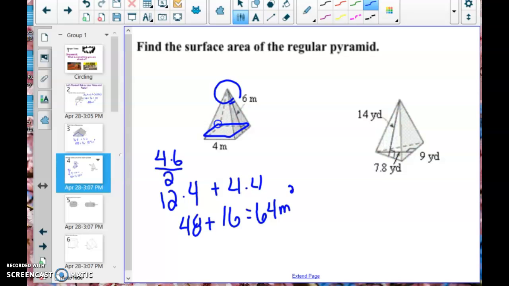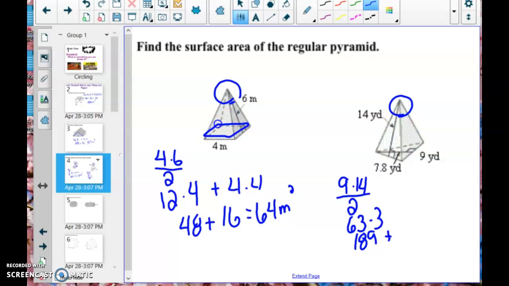This shape is a triangular pyramid. You can see that the triangular base is different from the triangles going around it. So the triangles going around it would have a base of 9 and a height of 14. So 9 times 14 divided by 2, that gives me 63. And then there are 3 triangles going around in this one. So the triangles going around would total 189.